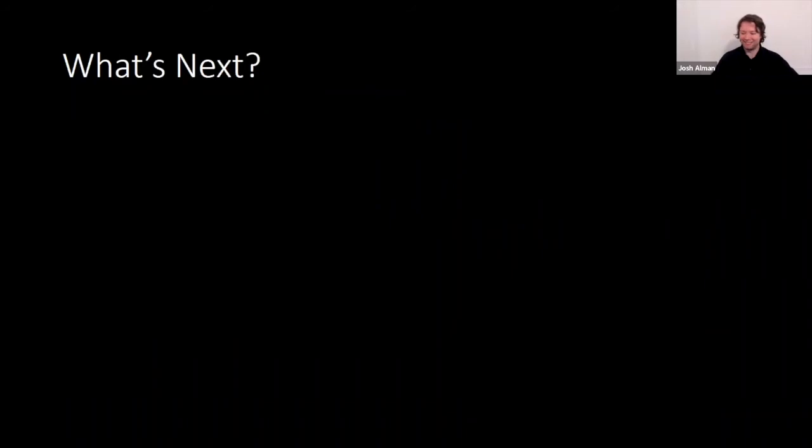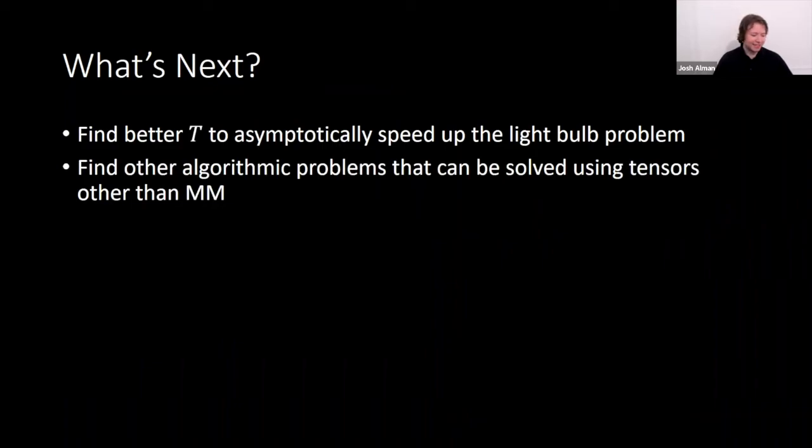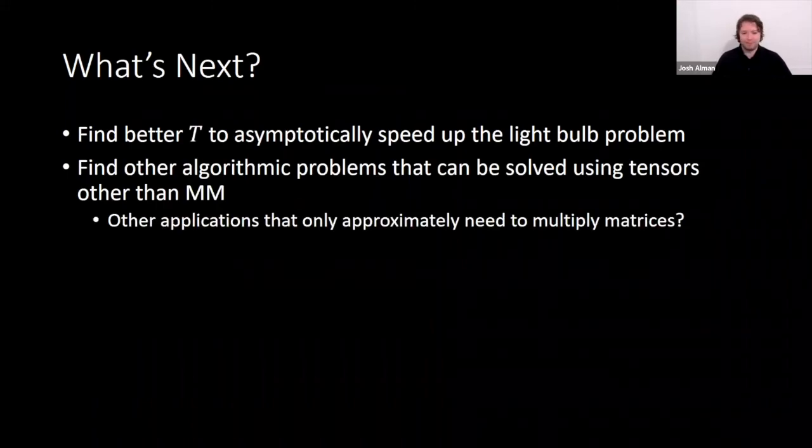Okay, so very last slide. What's next here? First of all, I think it would be very exciting to find better tensors to asymptotically speed up the light bulb problem, and I hope you all can help us with this task. But also more generally, I think it's really interesting to try to find other algorithmic problems that can be solved using tensors other than the matrix mult tensor. So potentially, following along these lines, maybe there are other applications, like the light bulb problem, where currently we're using exact matrix mult, but really we only need some kind of approximate matrix mult, and this could lead to improvements.